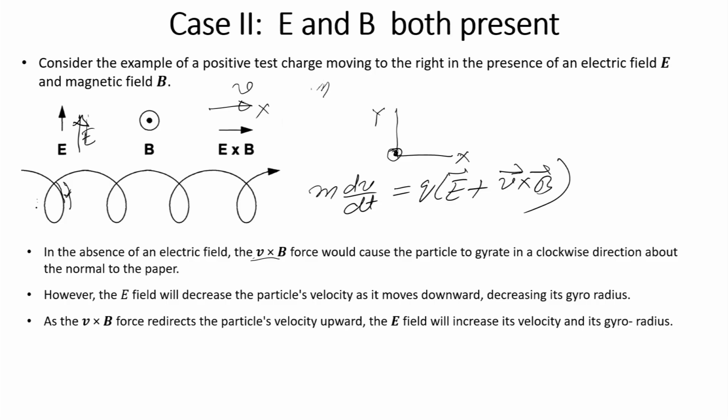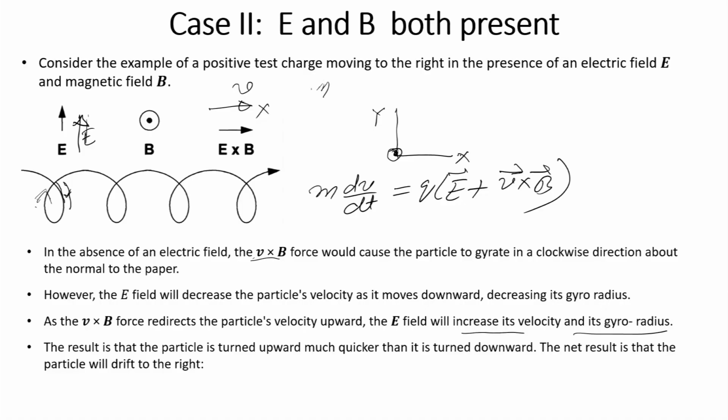Now, as the B force redirects, when it is going in this direction, its velocity will increase and it will increase its gyro radius. So, what is the net effect? When the charge is moving downward, its radius and velocity change, whereas when it is coming in the upward direction, in the direction of the electric field, it gets accelerated and its radius changes.